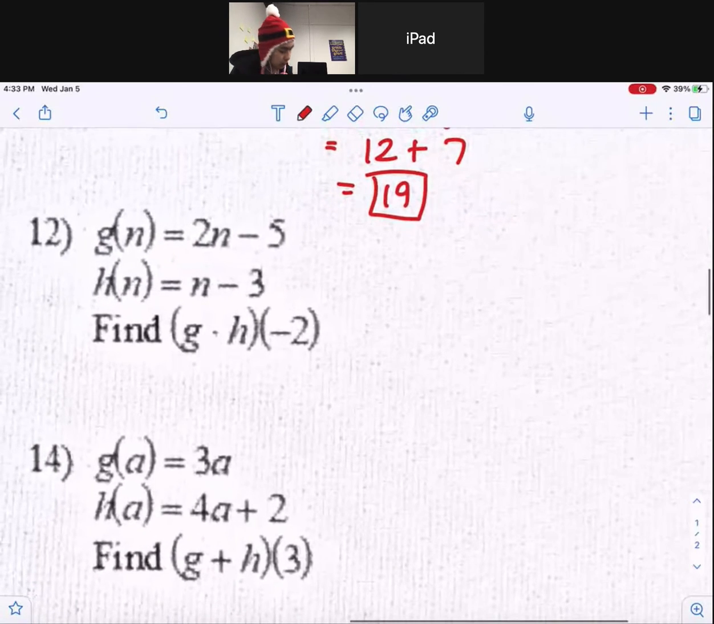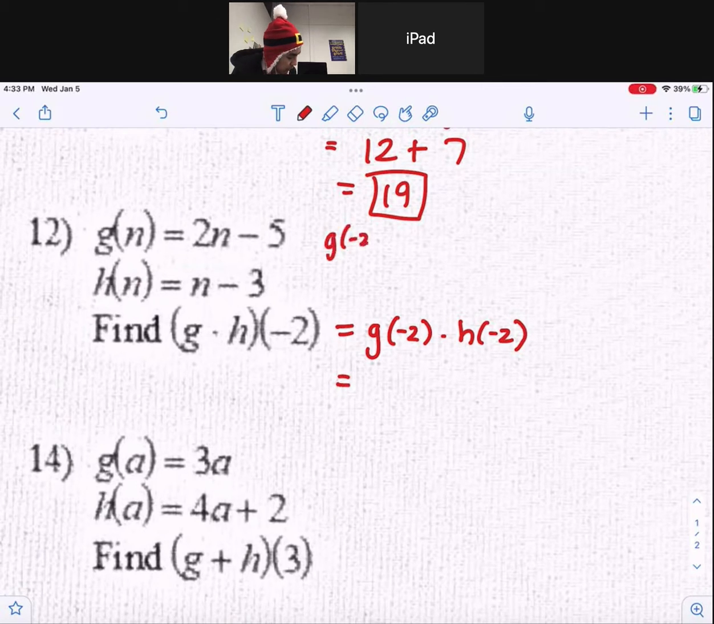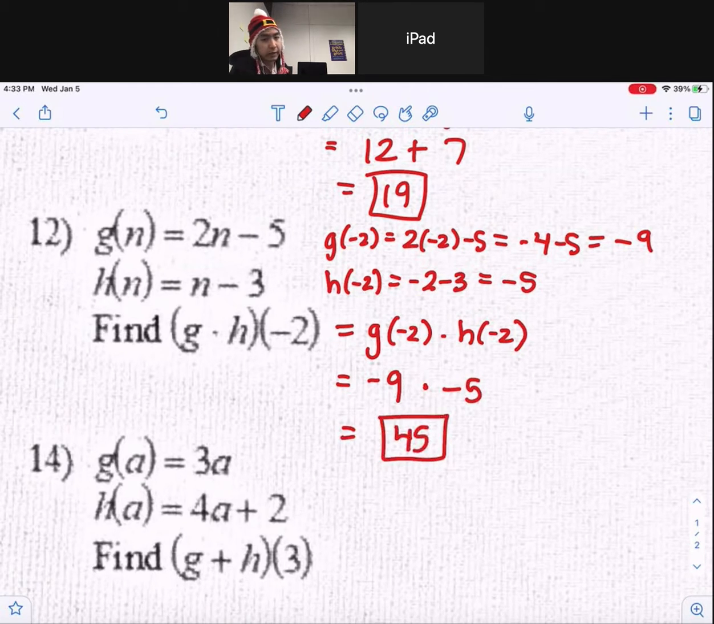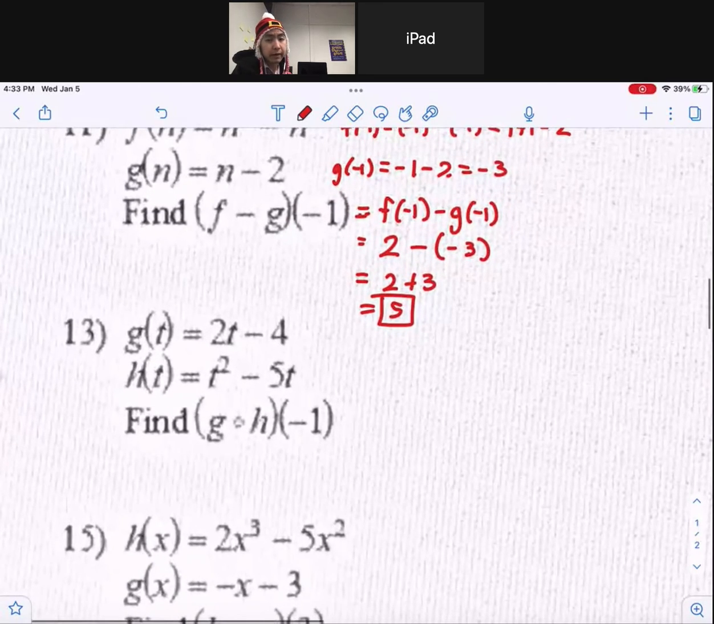For number 12, this is just a multiplication problem. So g of negative 2 times h of negative 2. So plug in negative 2 for g and into h. Plug in negative 2, we get 2 times negative 2 minus 5. 2 times negative 2 is negative 4, minus 5, negative 9. So g of negative 2 is negative 9. Now we do the same thing, but plug in negative 2 into h. Negative 2 minus 3 is negative 5. So negative 9 times negative 5, that's positive 45.